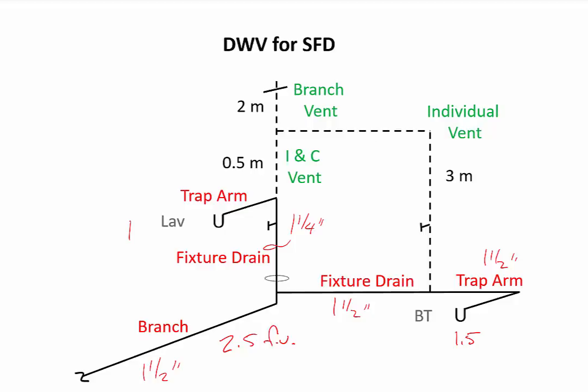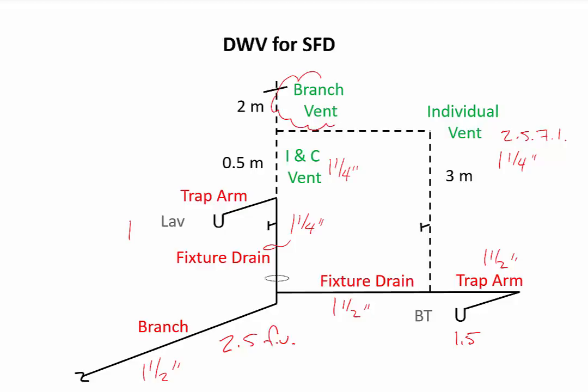Now we can size the individual vent for the bathtub. Again, individual vents of any type or dual vents of any type can be sized directly from table 2571 based on largest trap served. So for the 1.5 inch bathtub trap, we can size the individual vent at 1.25 inch, and for the individual and continuous vent serving the lavatory, we can size that at 1.25 inch as well.